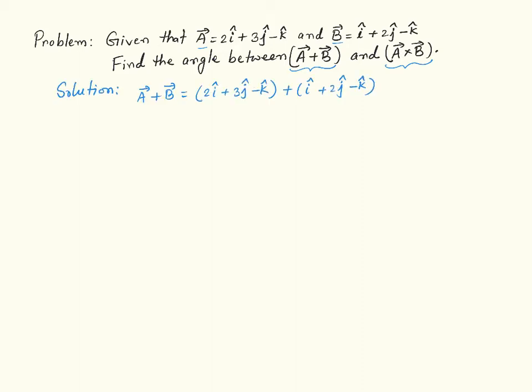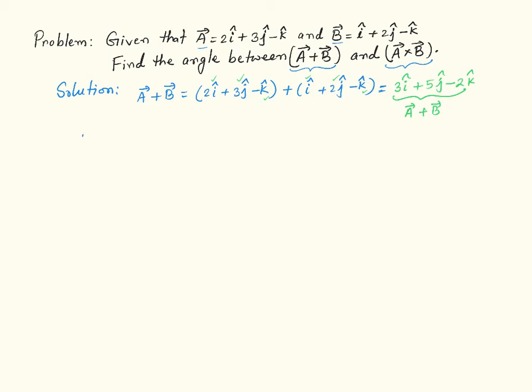So if we add A and B, we are basically adding these two vectors component-wise along i, j and k. So we have 2i plus i, which gives me 3i hat. 3j hat plus 2j hat gives me 5j hat, and then negative k hat minus k hat is going to give me negative 2k hat. That's what we are going to get. So this is my A plus B.